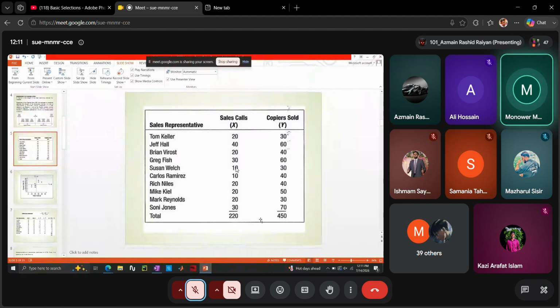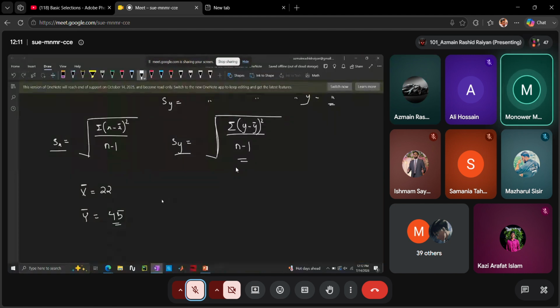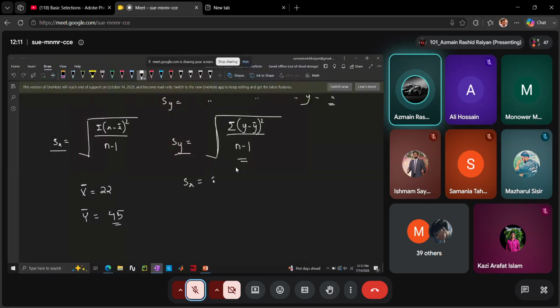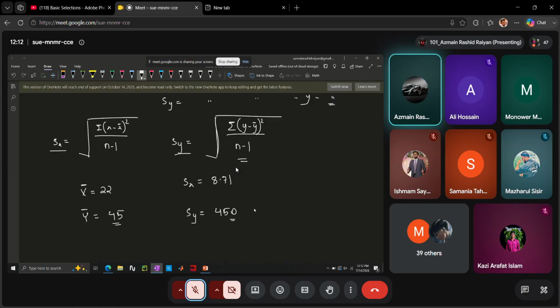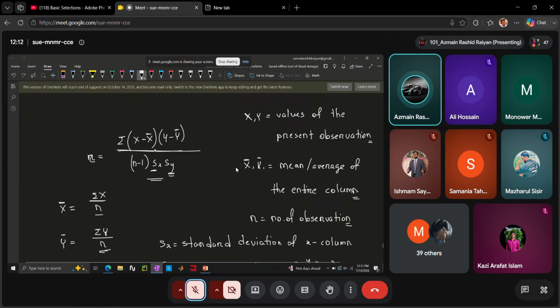Sir, the standard deviation for the X column is 8.71. Okay, so the standard deviation for the X column is 8.71. And what about the Y column? The Y column is 450. All right, so now we know our X bar value, our Y bar value, and the N value, and Sx and Sy have also been obtained.